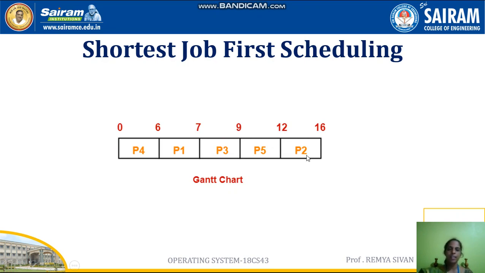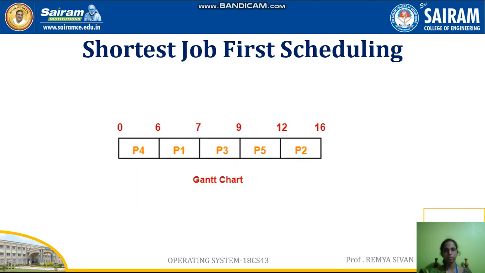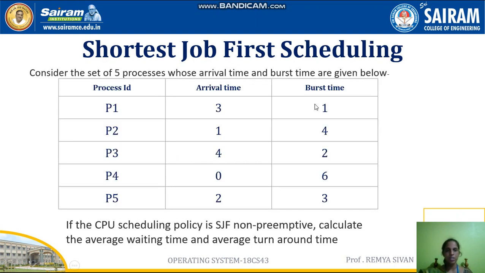After that P2 will start its execution for the next 4 milliseconds. Its burst time is 4 milliseconds. So this is the Gantt chart for shortest job first scheduling. The only confusion is why P1 is not starting. P1 has the least burst time, but P1 arrived at time 3. Before that, P4 arrived at time 0 and no other process was available at that time. So P4 will be starting the execution.